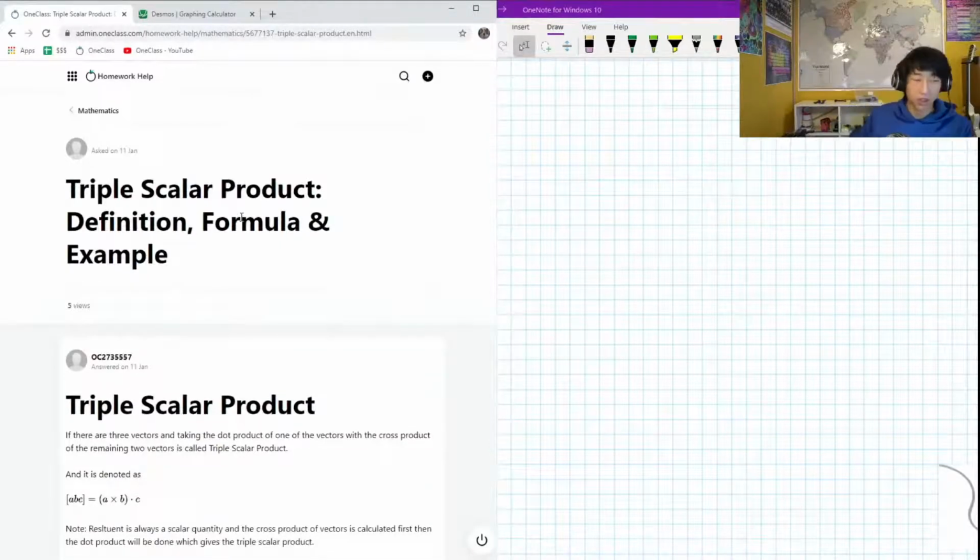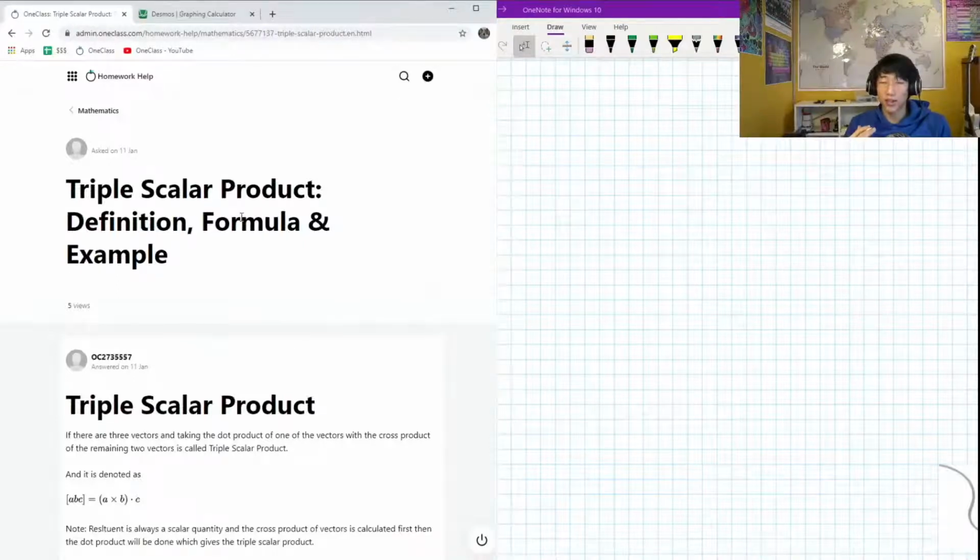Okay, so here we have the next question on the menu, which is, in big letters, the triple scalar product. What is the triple scalar product as a definition? What's the formula? And what is an example? So the triple scalar product, this was the example that I was taught when I first learned about the triple scalar product.